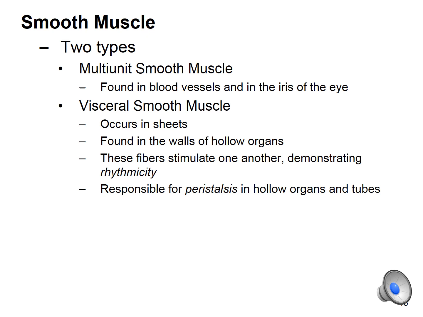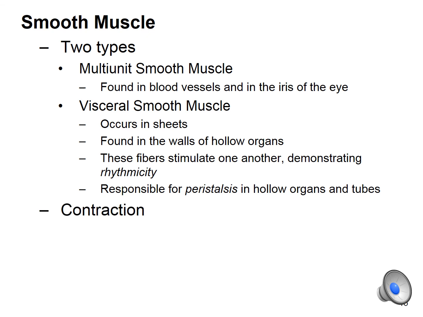See where it says the visceral smooth muscle, these fibers stimulate one another, demonstrating rhythmicity. In other words, the visceral smooth muscles are called visceral smooth muscles because they can contract together because they are able to stimulate one another, whereas the multi-unit smooth muscles are only able to contract in response to a stimulation. So they need that stimulation from a nerve in order to contract, whereas with the visceral smooth muscles, some of them can get a message from a nerve and then they'll tell the other cells to contract.